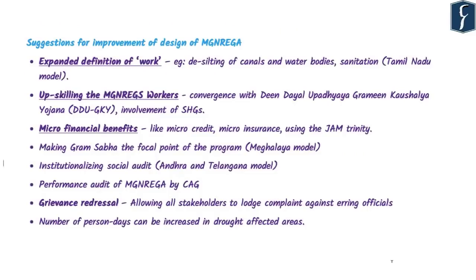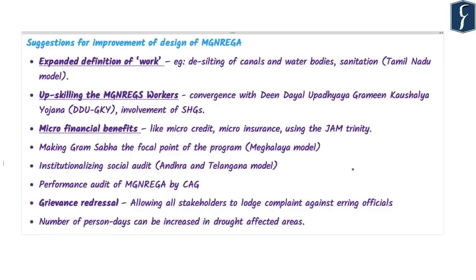Because we saw in the beginning in the definition that this provides only unskilled work, and that is one of the major criticisms. We will see certain ways how to improve the design of MGNREGA. First and foremost is to expand the definition of work. There are certain states who have taken proactive measures in this regard. For example, the state of Tamil Nadu has been giving employment in semi-skilled areas under MGNREGA as well. So the definition of work must be improved to include semi-skilled work as well.